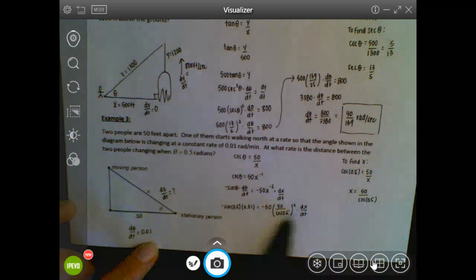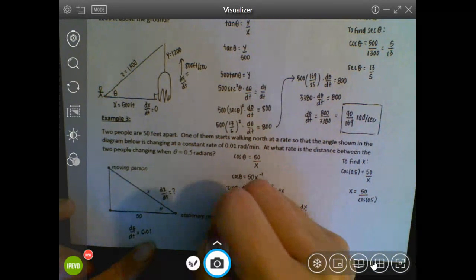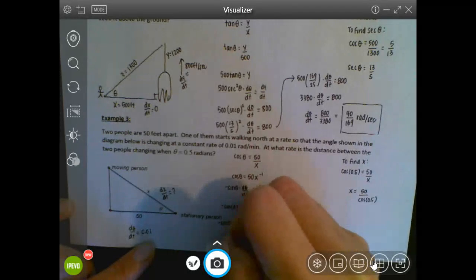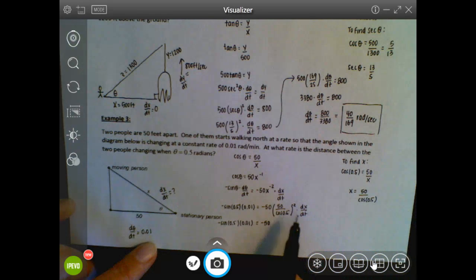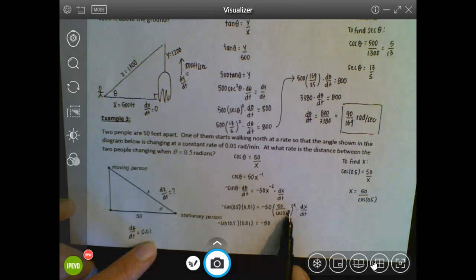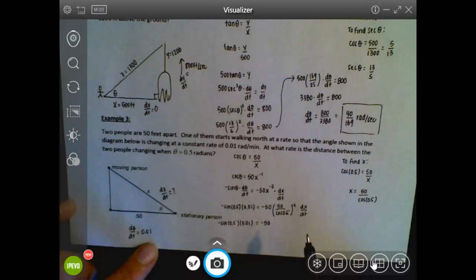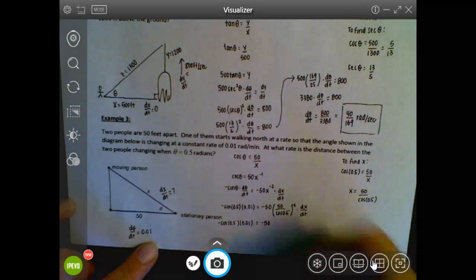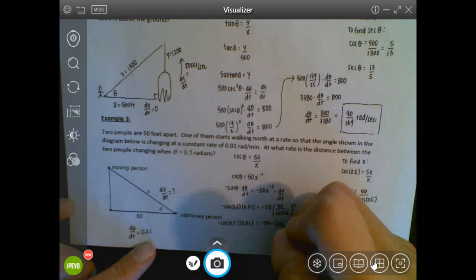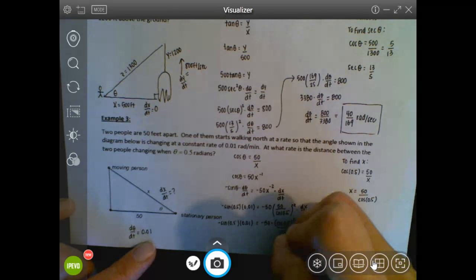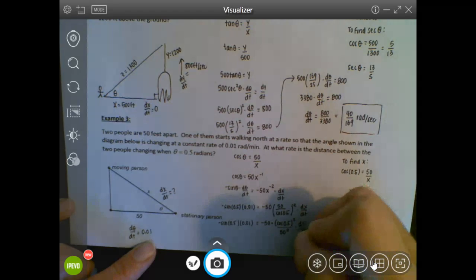And I'm just going to manipulate a little bit over on the right-hand side before I do anything with the left-hand side. So I'm just going to leave that as negative sine of 0.5 times 0.01. And over here, remember that when you have a negative exponent, what that really means is you have 50 to the negative 2 and cosine of 0.5 to the negative 2. Well, remember, to get negative exponents to be positive, you can flip their place in the fraction. So what we can actually rewrite this as is cosine of 0.5 squared over 50 squared times dx dt.